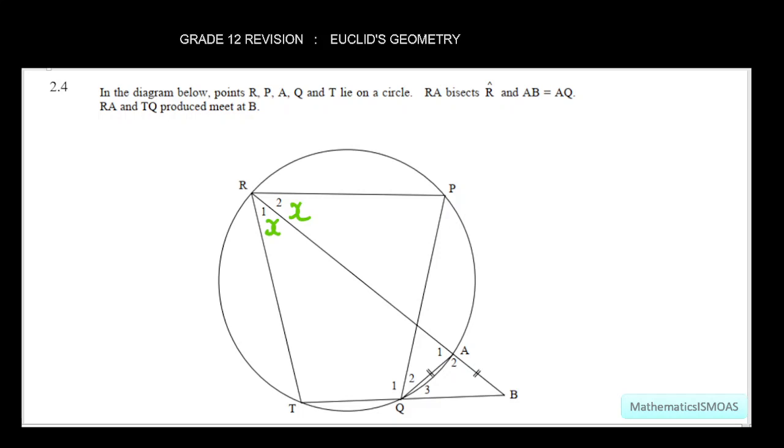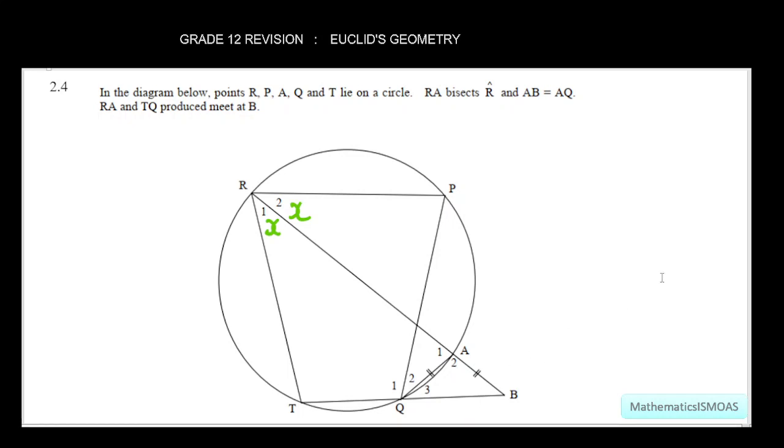And AB is equal to AQ. RA and TQ produced meet at B. RA produced to B, TQ produced to B. They meet at point B, meaning RAB is a straight line, TQB is a straight line.